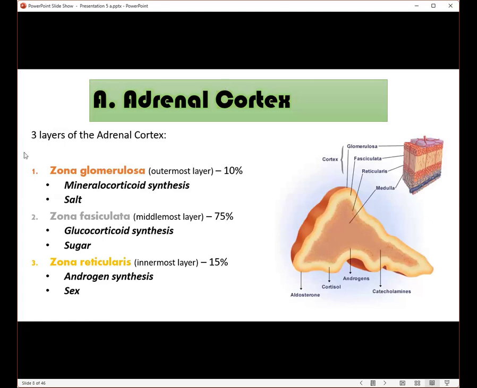Again, we have the G, F, and R zones. G stands for zona glomerulosa. It is found in the outermost layer, and it is responsible for mineralocorticoid synthesis and maintaining our salt content. Then zona fasciculata, the middlemost layer, is responsible for glucocorticoid synthesis and sugar maintenance. Then we have zona reticularis in the innermost layer, responsible for androgen synthesis, which means it is also responsible for our sex hormones.